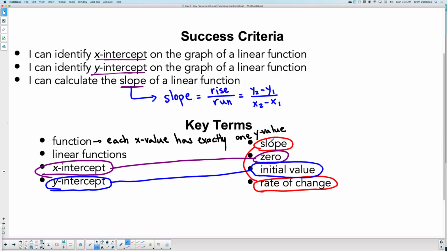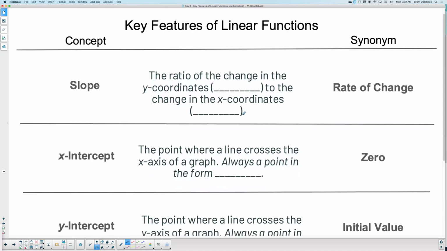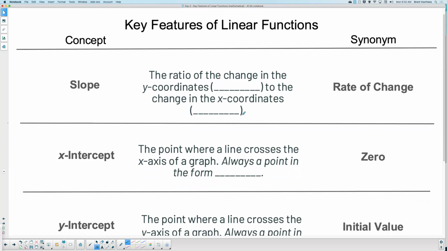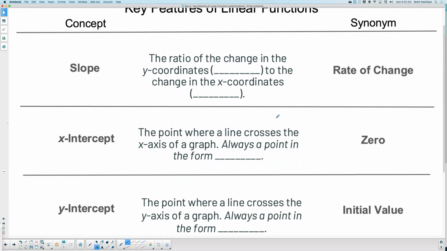All right, so let's take a look at some of this math. I have right here a definition chart for you. So here I have, if you will, like a cheat sheet for some of those words. So I didn't write down the definitions on the previous page for some of these because I knew they were coming right here. So slope, what I told you, this synonym that means another name, same meaning, is rate of change. Let's see if you caught this. The ratio of the change in the y coordinates, which is a blank, to the change in the x coordinates, blank.